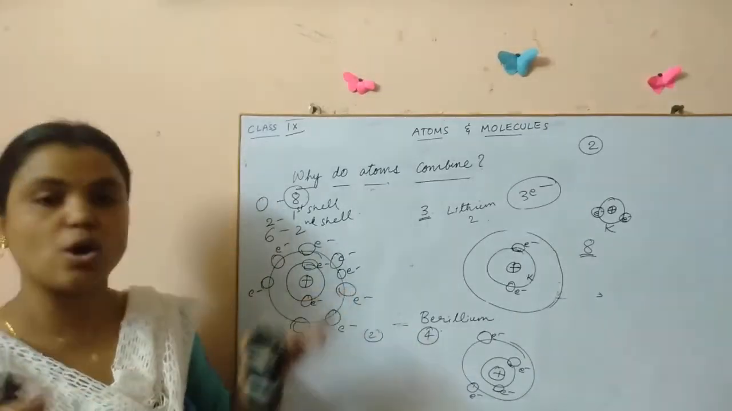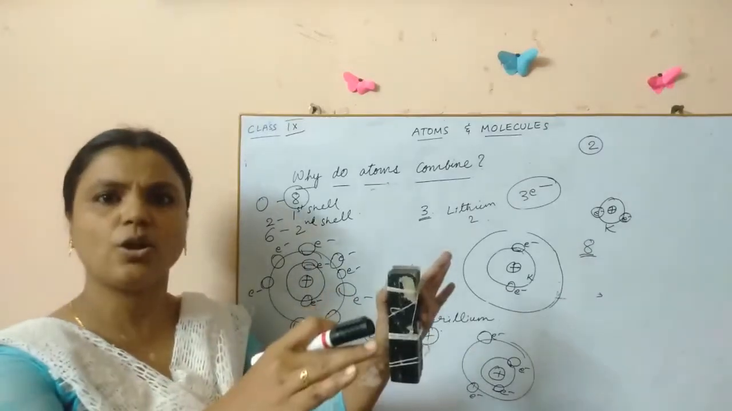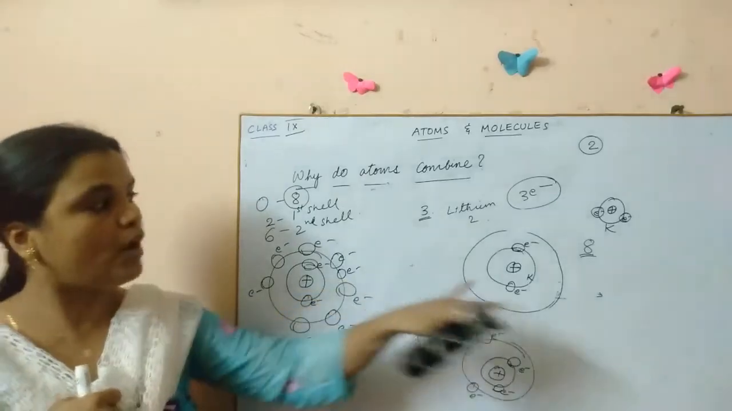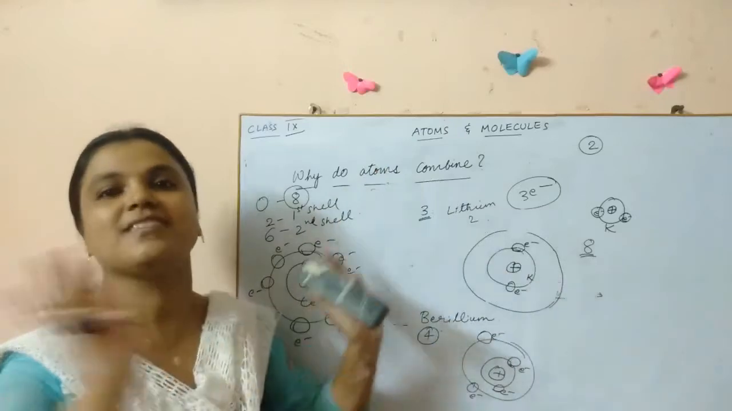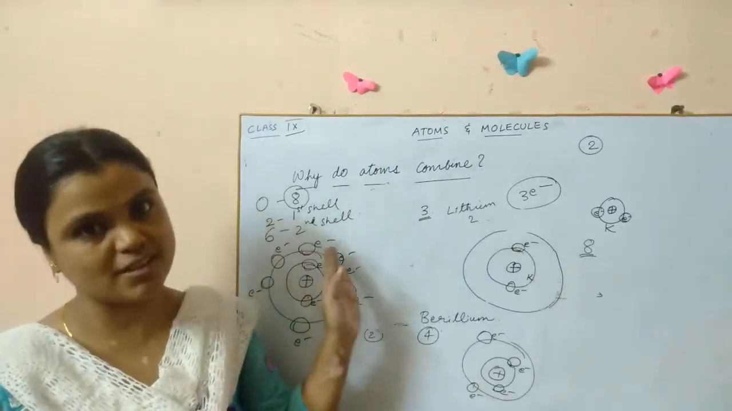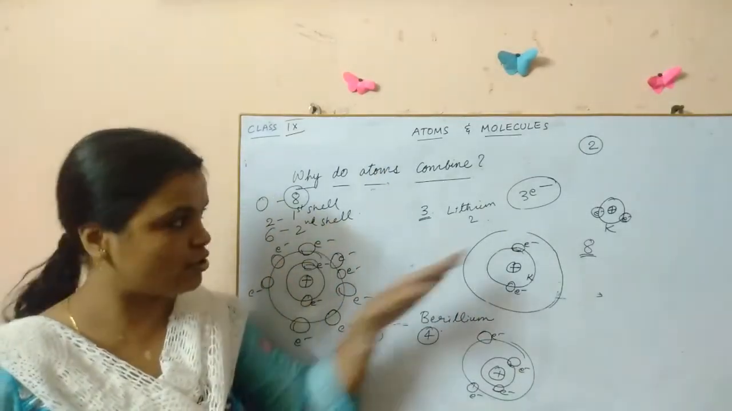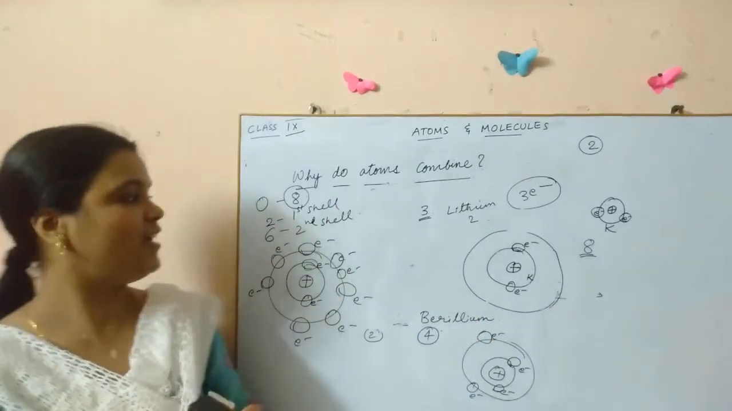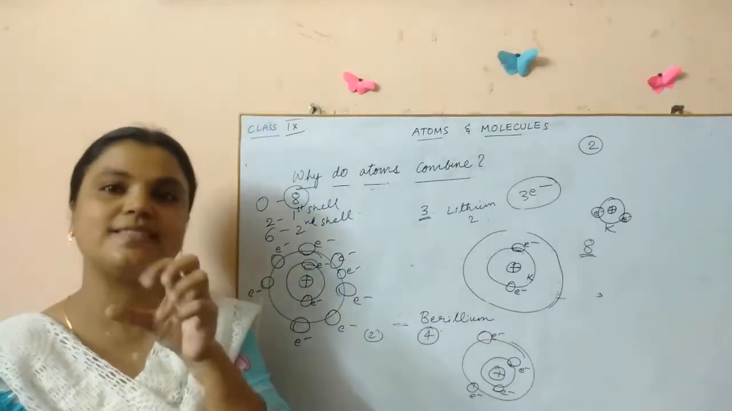So here what is happening? Oxygen is a non-metal. So what are non-metals doing? Are they giving away electrons? No. They are taking electrons and becoming stable. What about metals? Are they gaining electrons? No. They are giving away electrons and becoming stable. This is the main property that differentiates between metals and non-metals. Oxygen is a non-metal. It gains electrons. Lithium is a metal. It gives away electrons. So this is why atoms combine, in order to get stability.